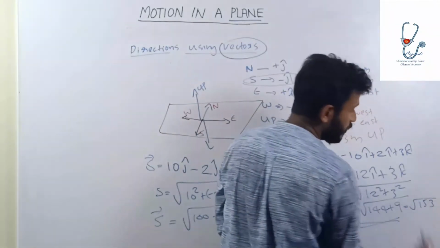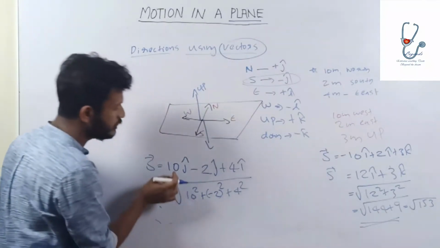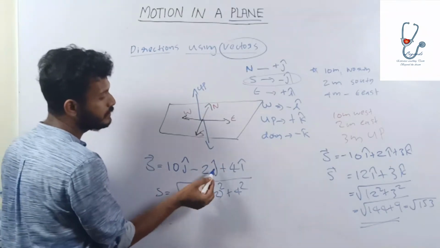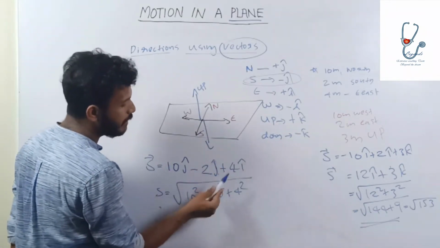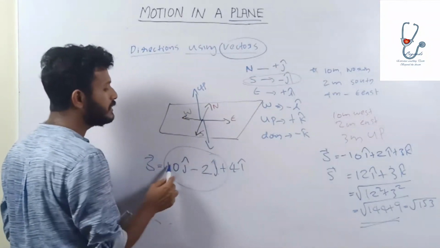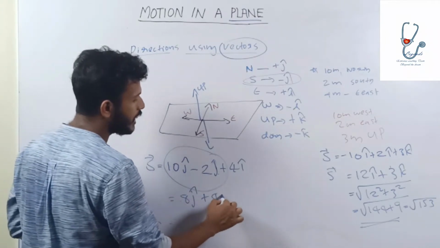Root 153. There is a simple mistake in this question. Because this is 10 j cap and minus 2 j cap, I am taking this j cap as i cap, so this calculation is wrong. We have to calculate 10 j cap and minus 2 j cap, that is 8 j cap plus 4 i cap.